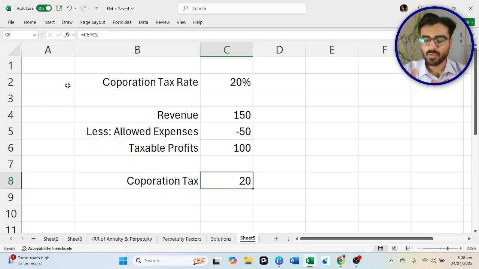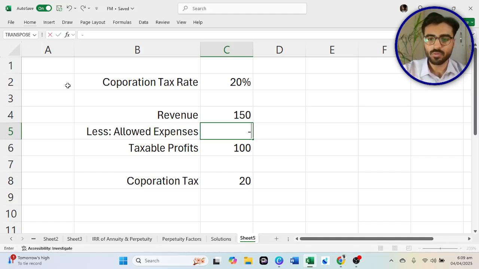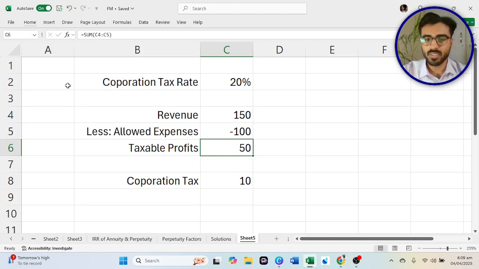Now, is it in our favor to increase the revenue? If the revenue is increased and allowed expenses are not increased, then obviously corporation tax would increase. So let's say our revenue has gone up to $200, corporation tax has increased now because of course taxable profit has increased. Now, if allowed expenses increase, let's say they go from $50 to $100, then the corporation tax has reduced. So of course, if we are granted another expense as an allowed expense by the taxation authority, then obviously that is going to reduce our corporation tax, and so will be in our favor.